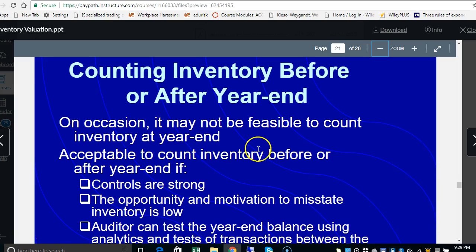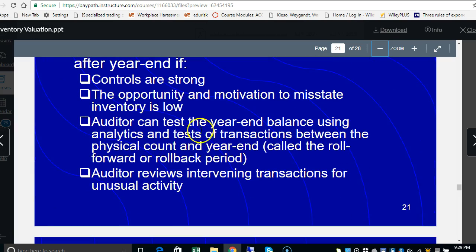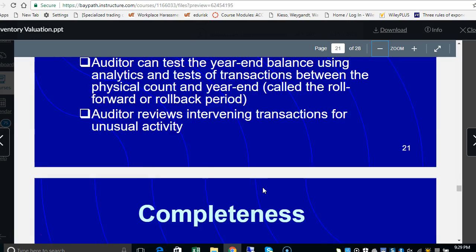On occasion, it may not be feasible to count inventory at year-end. It is acceptable to count inventory before or after year-end if controls are strong and the opportunity and motivation to misstate inventory is very low. The auditor can test the year-end balance using analytics. Auditor reviews intervening transactions for unusual activity.